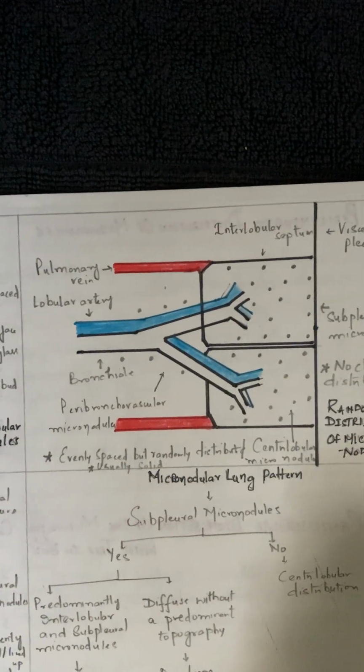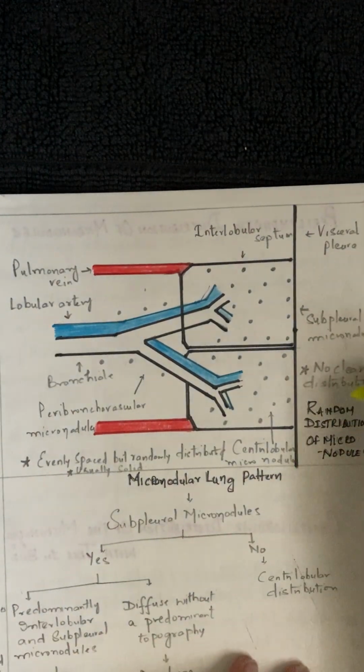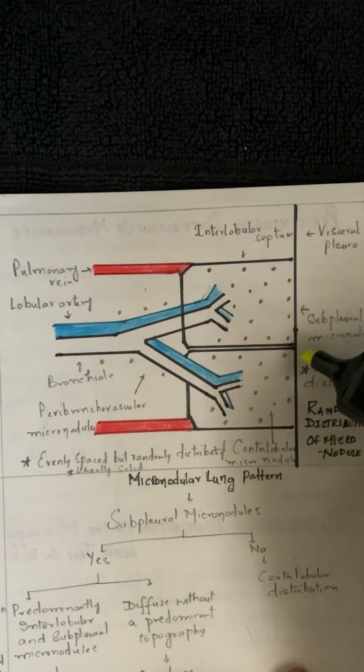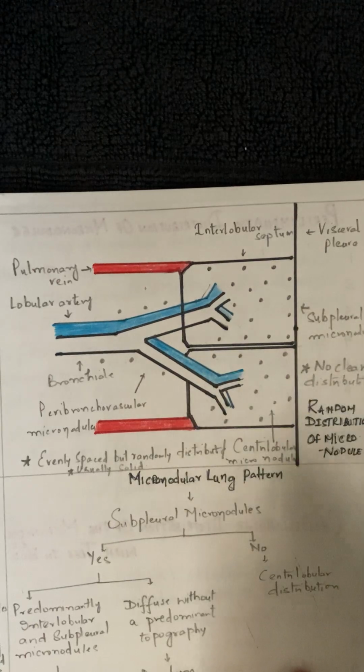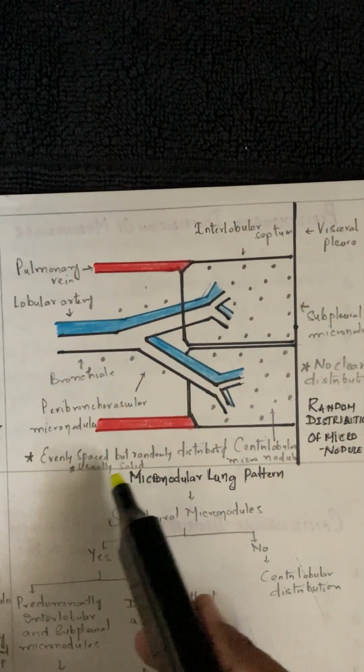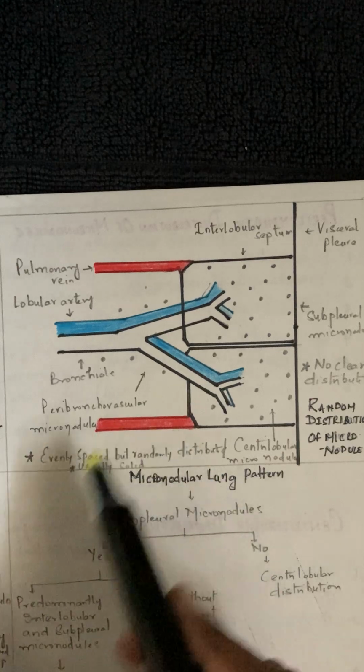Coming to random nodules, there is no clear distribution. They can present in the centrilobular region, along the subpleural region, along the peribronchiovascular region, and in the interlobular septal region. But they are evenly spaced but randomly distributed. They are usually solid.